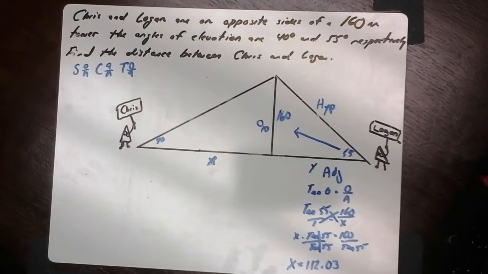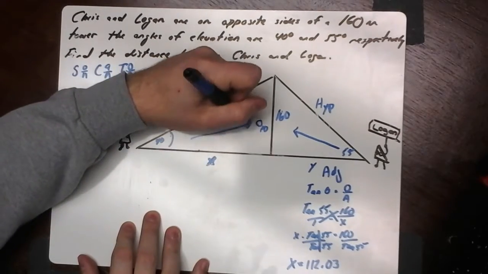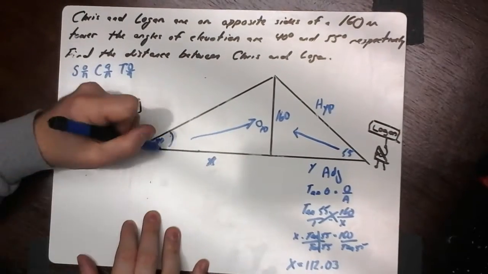Okay, I have 112.03. I always like to go back to decimals. For most word problems, that's accurate enough. All right, let's take a look at this one. Well, I draw the arrow that's also opposite of 40 degrees.